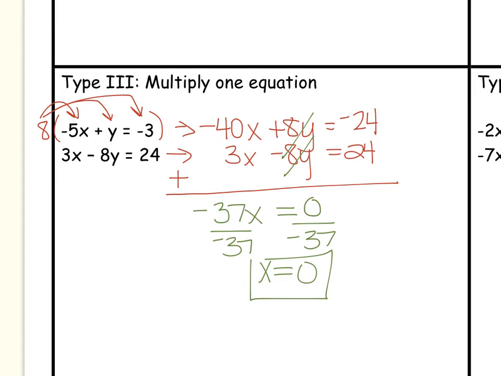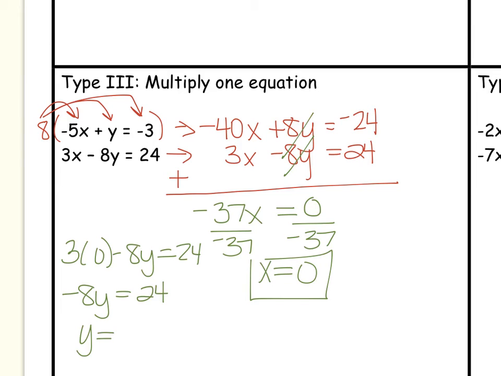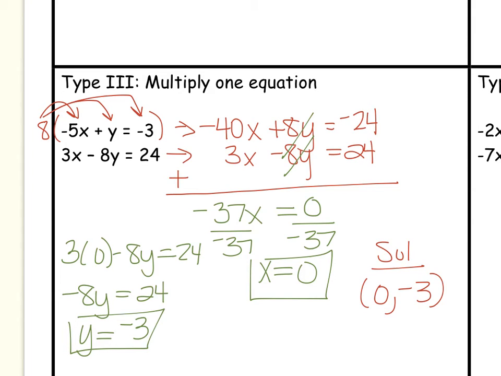So I'm just going to pick 3x minus 8y equals 24 to solve for y. 3 times 0 minus 8y equals 24. This gives me negative 8y equals 24. Divide each side by negative 8, and we get y equals negative 3. So now we have the solution to our system: x equals 0 and y equals negative 3. You can plug 0, negative 3 into either of the original equations to see if they work. And they should, because I checked my answer key.